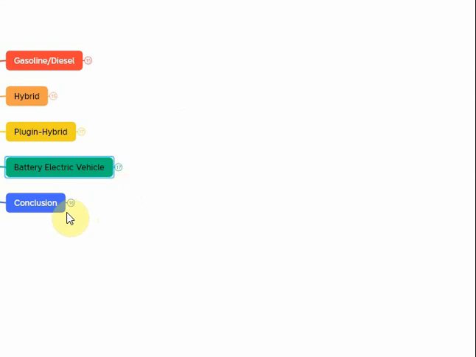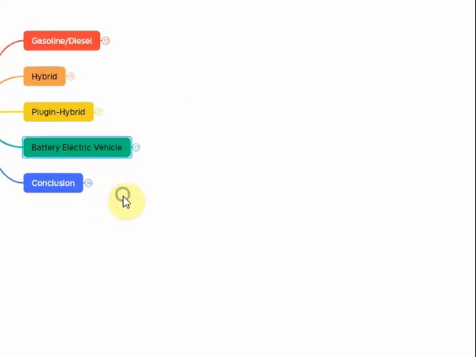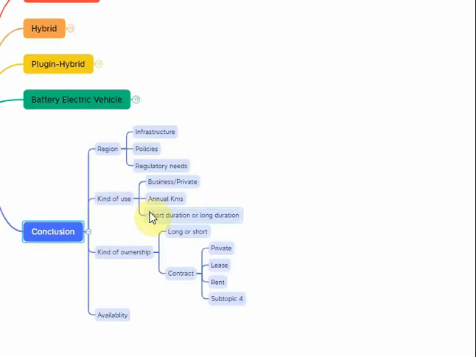Good. So then that was the last part of the vehicle types, and finally I want to conclude this video by giving you some hints. Maybe this is not a fully 360-degree view of everything that you need to see, but these are things that you should see as a first step.